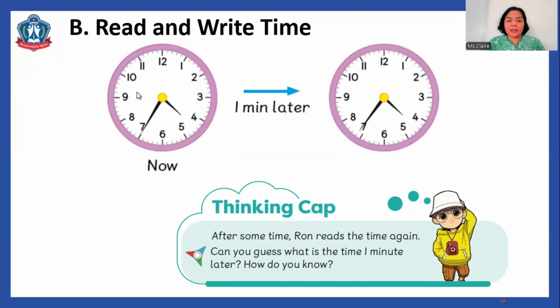1 minute later. This is not 4:07, children. This is 4:35 because the hands of the clock, when it moves from one number to the next number, it means that it's 5 minutes. So if this is 4:35, 1 minute later is 4:36. Okay?